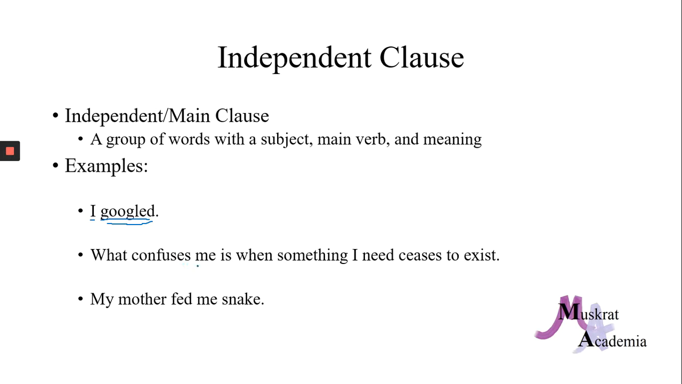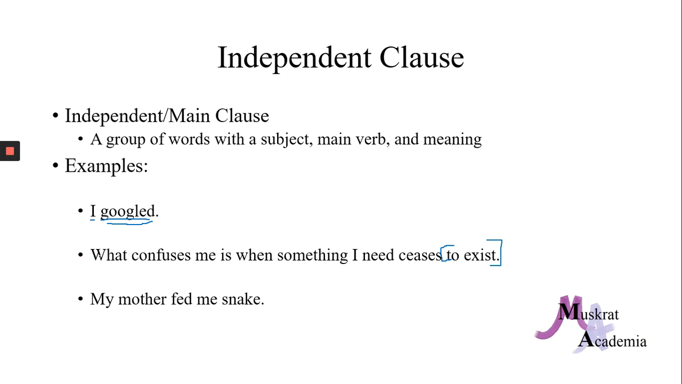What confuses me is when something I need ceases to exist. All right, do we see any prepositional phrases? No. We see a to here, but this actually isn't a prepositional phrase. It's an infinitive, so we're just going to bracket that. What is an infinitive? It's when we have a verb phrase that is just to and then the verb. So to exist, to run, to hate, to loathe, to continue on through this lesson so we get finished through this PowerPoint.